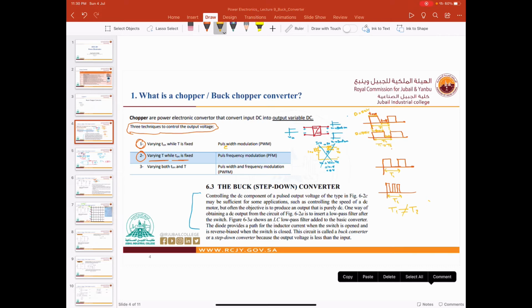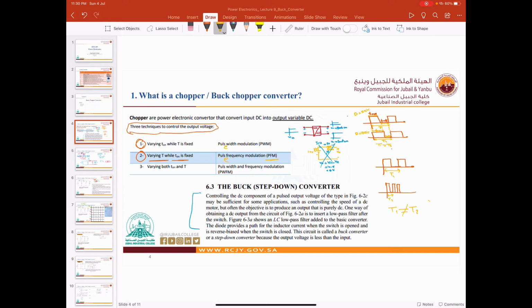We said T is for one cycle, so the new T is here. So this is the new T from here to here. This is T2. So now T2 is smaller, right? So they are not equal. So this is when we change the frequency. This is why we call it pulse frequency modulation. Pulse frequency modulation, right? This is the second technique.